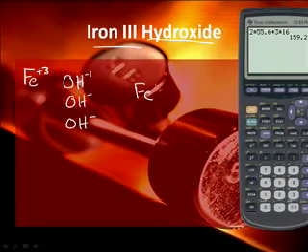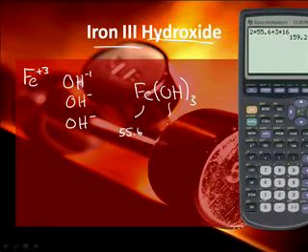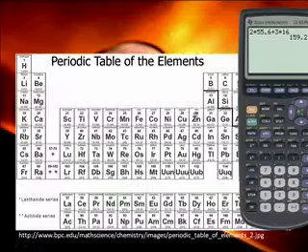So you'd write Fe(OH)3. That 3 means there's 3 of everything in the parentheses: 3 oxygens and 3 hydrogens. Iron, we learned a little bit ago, weighs 55.6, and oxygen was 16.0. Hydrogen's super easy, the easiest of them all.